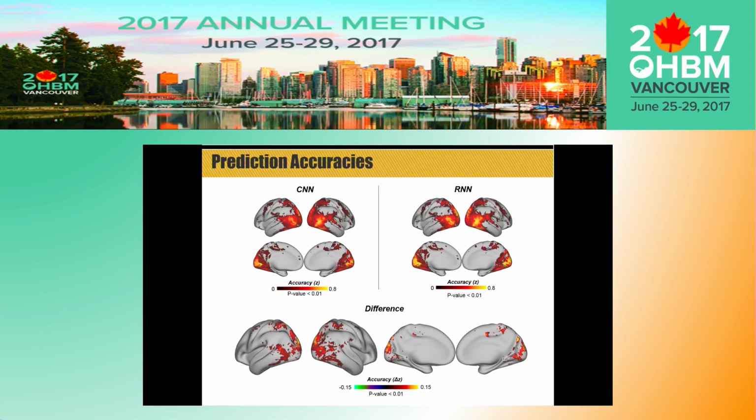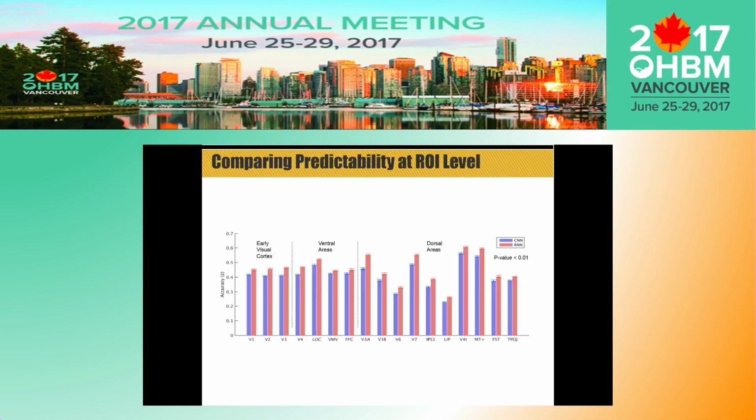The difference in their performance manifests in that the improvement appeared at various cortical visual areas and was the most prominent along the dorsal stream. In fact, comparing the prediction accuracy at ROI level showed that RNN outperformed CNN in explaining the cortical activity at all these visual regions.